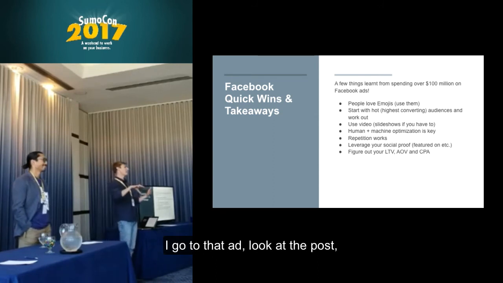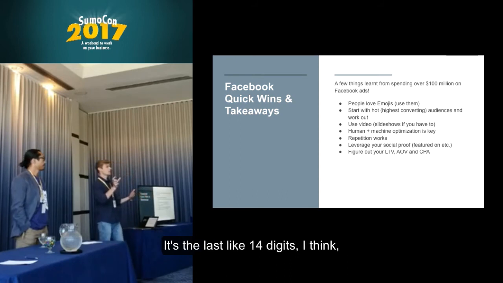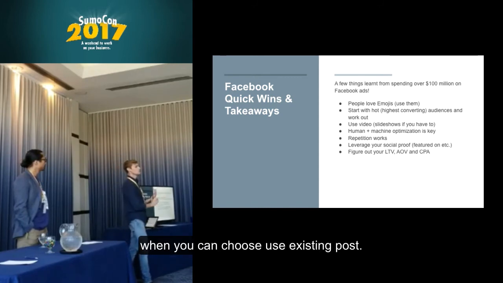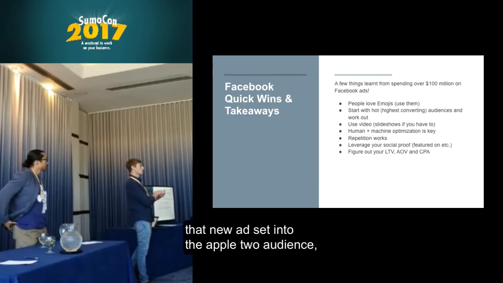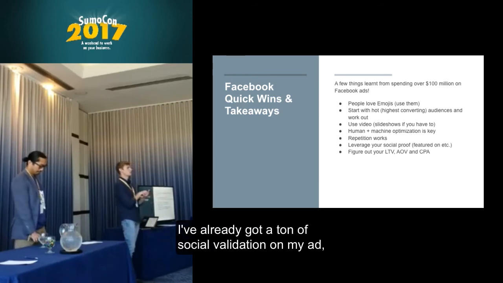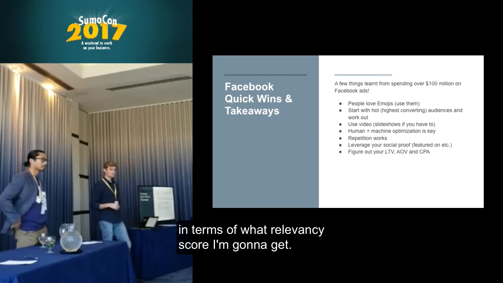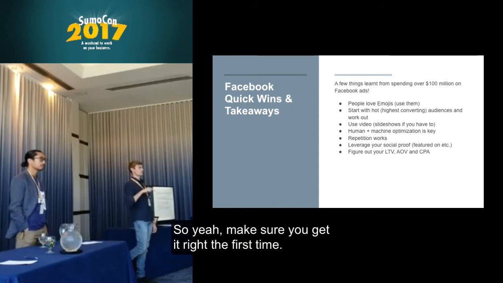I go to that ad, look at the post, get the post ID, which is in the URL. It's the last like 14 digits, I think, on the end of the URL, and use that post ID when you can choose use existing post. And therefore, when I launch that new ad set into the Apple 2 audience, I've already got a ton of social validation on my ad, and that's going to skyrocket me in terms of what relevancy score I'm going to get. At that point, you can't edit anything. So yeah, make sure you get it right the first time.